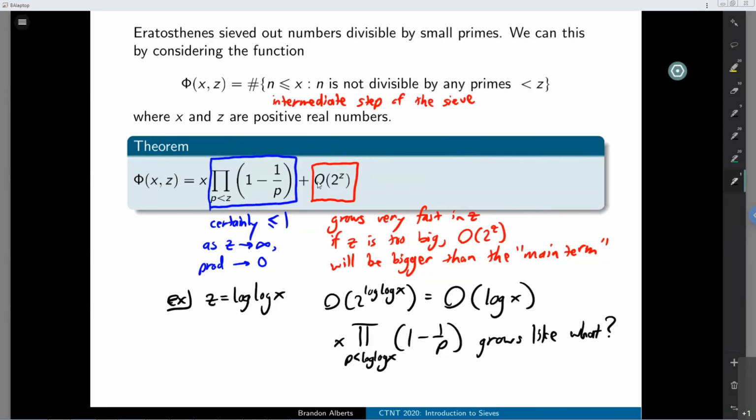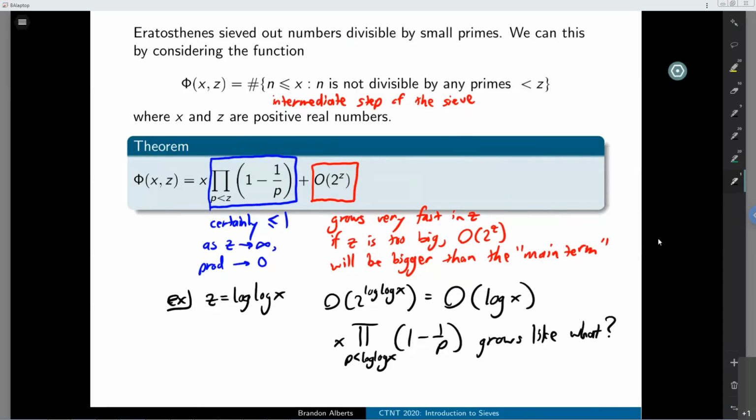But then we talked about this error. The error is exponential in z, which means that z can't grow too fast, because if it did, this error term would be way too big. Like if we tried to make z equal to the square root of x, and said we're eliminating all primes up to the square root of x, and all multiples of those primes, well, big O of 2 to the square root of x is huge. It's way bigger than the number of possible integers we were considering, and that would completely overwhelm the main term.